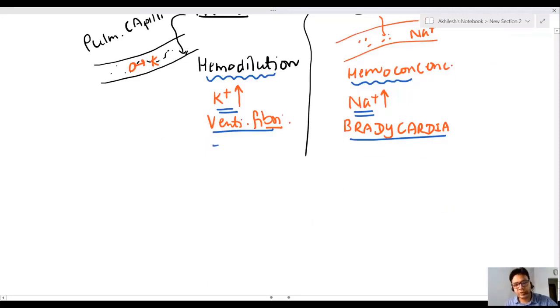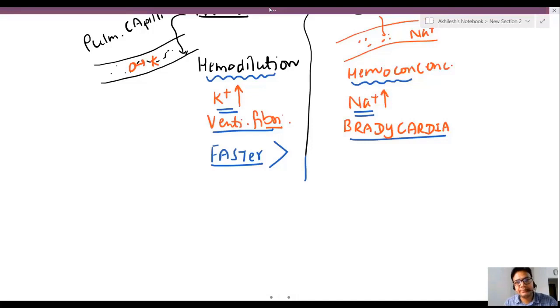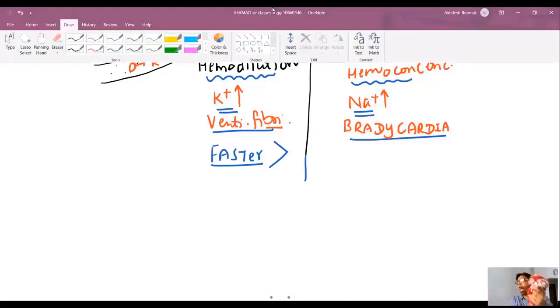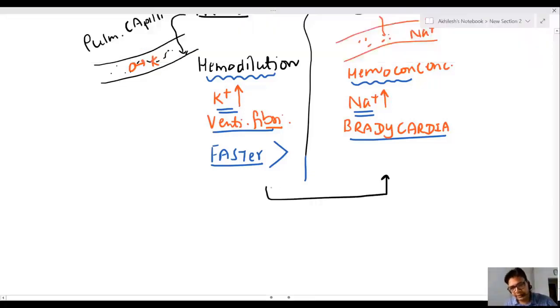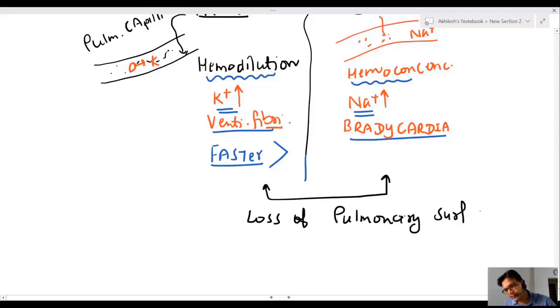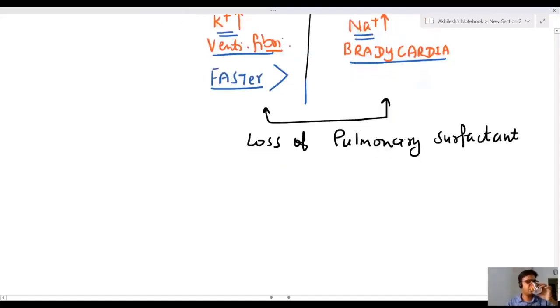Now, which is the faster cause of death, sir? Ventricular fibrillation is the faster cause of death. It means in wet drowning, in freshwater drowning, the person dies earlier. And in both freshwater and seawater drowning, there is loss of pulmonary surfactant. This is wet drowning, typical drowning, or primary drowning.